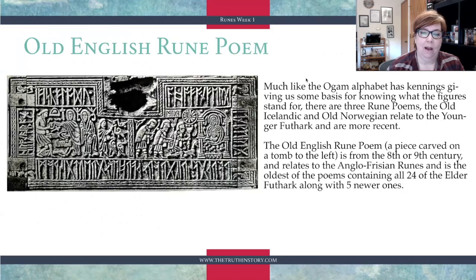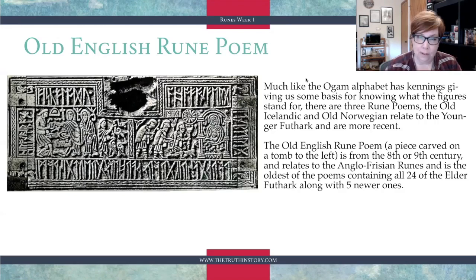So we have that. Again, we're talking about the oldest information that we have on how these runes would have been seen, how they would have been interpreted. The Oghams have the kennings that are there giving us the information. The main three that you'll see in books are the Old Icelandic, the Old Norwegian, and the Old English ones. The Icelandic and the Norwegian are almost identical. They don't have the same number, but of the ones that are there, the definitions seem to have been taken from the same manuscript because they are almost identical. And some of them can be quite different from the Old English version.